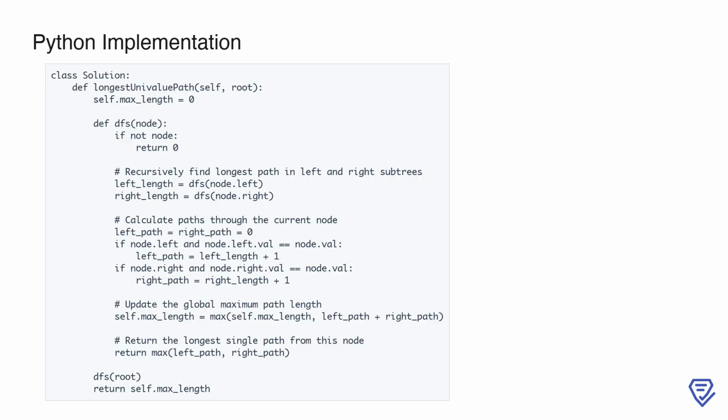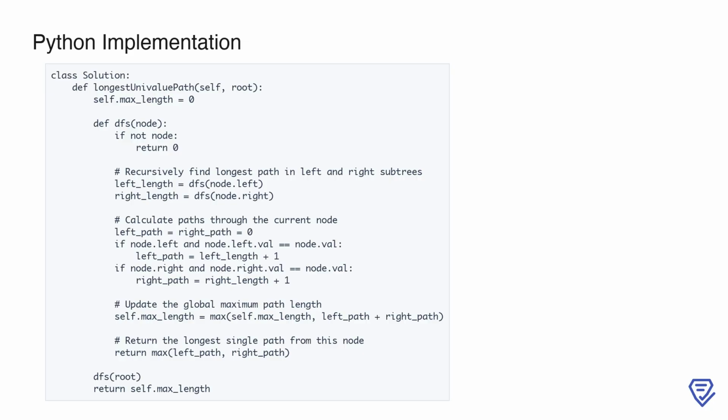4. Return value of DFS. The function returns the longest single path from the current node, which is the maximum of left_path and right_path. This ensures the recursion propagates the correct path length to the parent node. 5. Edge cases. If the root is null, the function handles it gracefully by returning 0. The algorithm also accounts for nodes with no children or nodes with mismatched values.